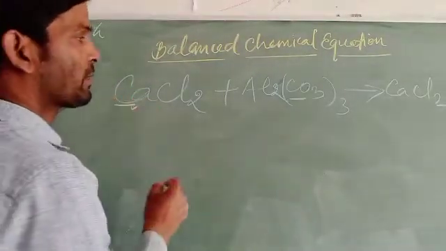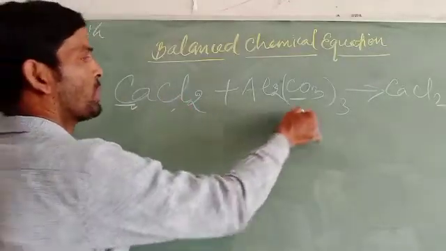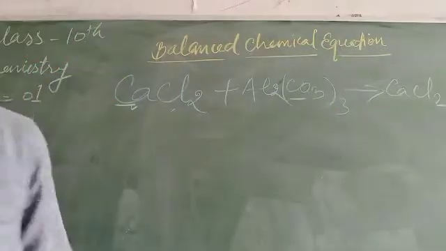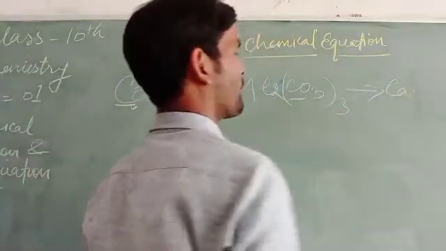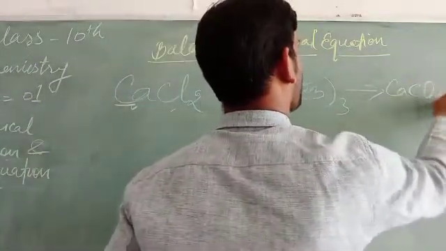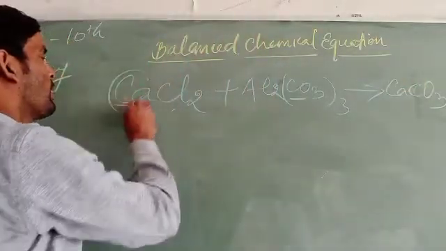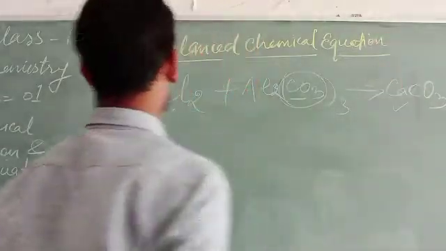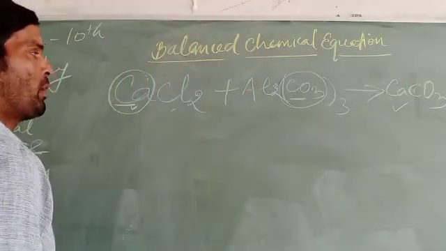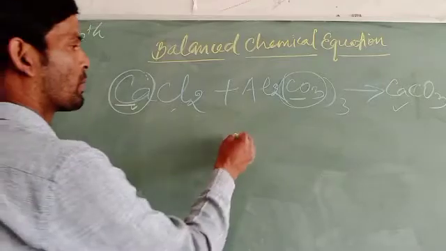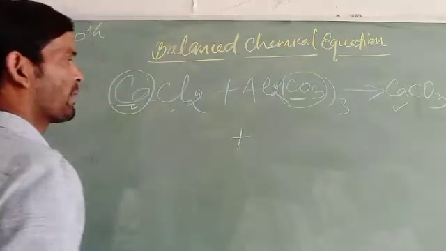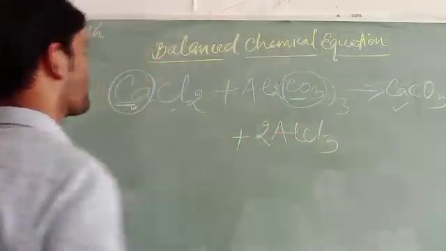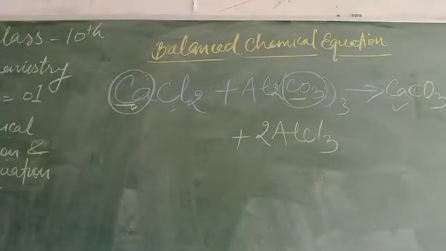Here is Ca, here is Cl2. So it will form, sorry, it is not Cl, it is CO3. CaCO3. So here is Ca and here is CO3. It has to be moved. And now here is another material, AlCl3.